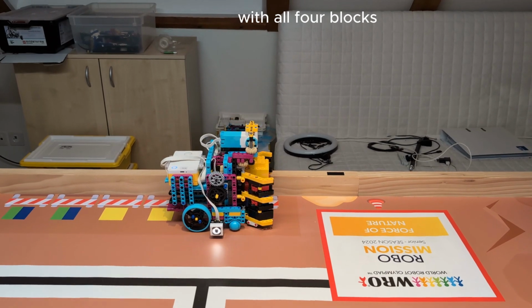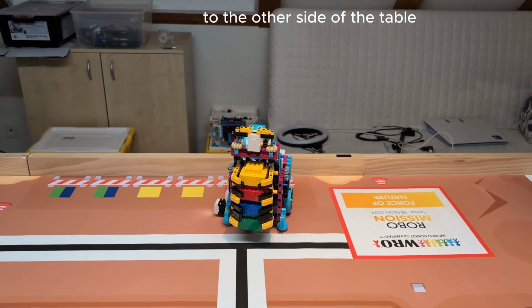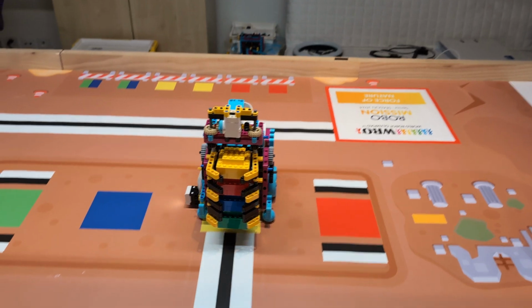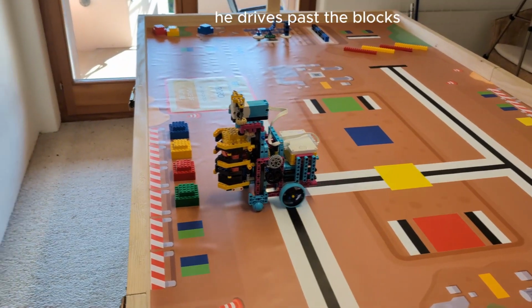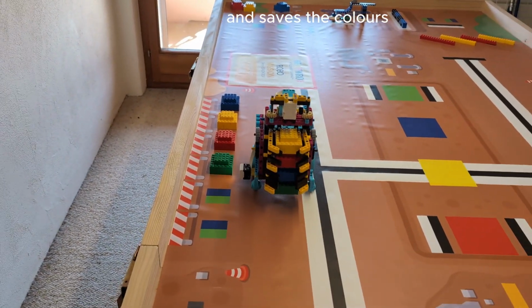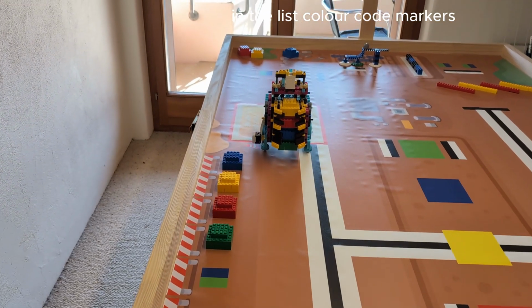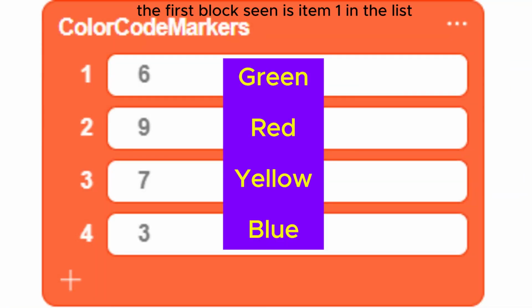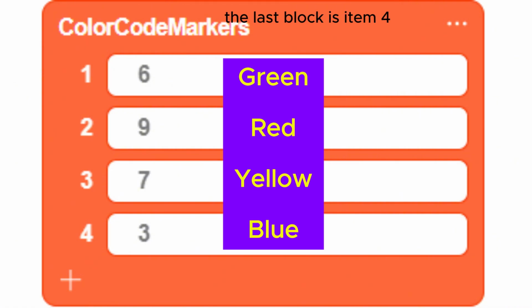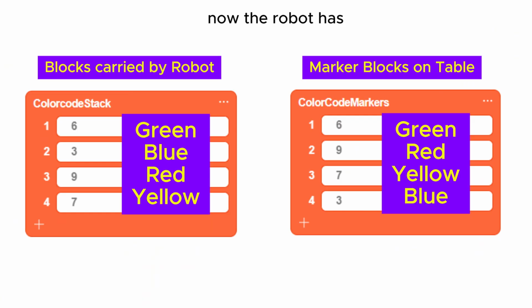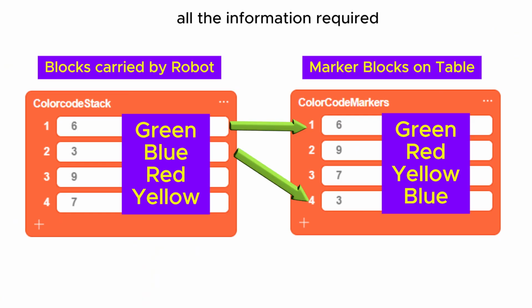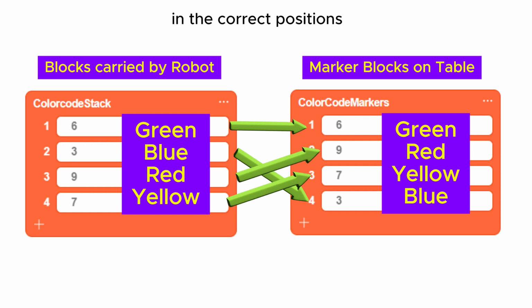With all 4 blocks, the robot can drive over to the other side of the table. He drives past the blocks and saves the colors in the list color code markers. The first block seen is item 1 in the list, the last block is item 4. Now the robot has all the information required to drop the blocks in the correct positions.